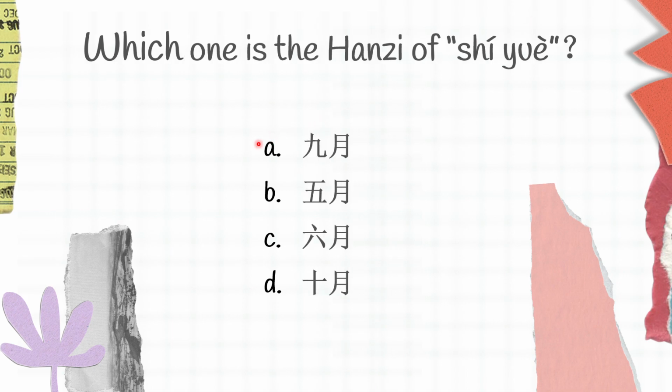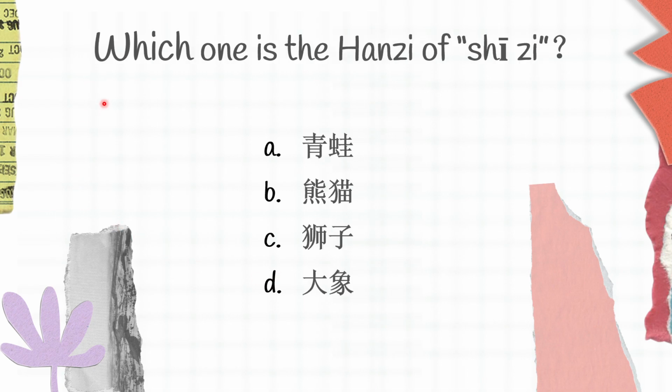The next one, which one is the Hanzi of 十月? You can try to recall first. A is 9月, B is 5月, C is 6月, D is 10月, and 10月 is D.